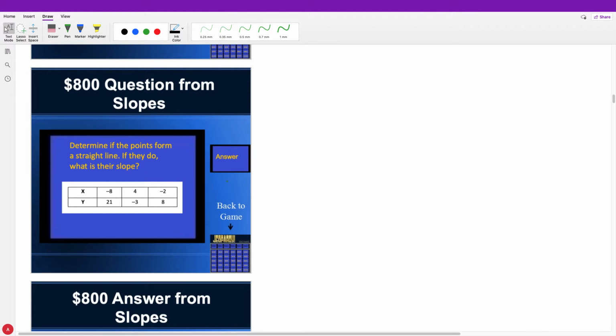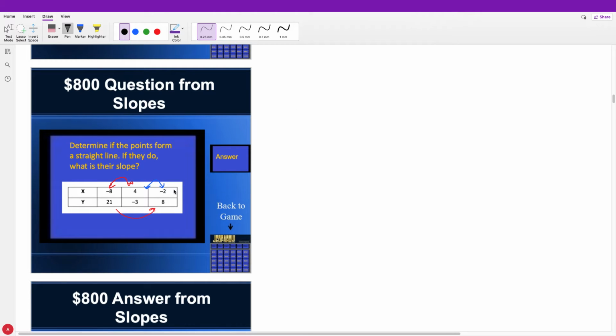All right, now for question 800, it says determine if the points form a straight line. If they do, what is their slope? So what we need to do to determine if these points form a straight line is actually find the slope of our different points. So we need to find the slope of the first and second, or first and third, and then lastly our second and third, and see, do they all have the same slope? If at any point we get to one where they don't have the same slope, we can stop there and say no, they do not form a straight line, because we know when we have a straight line, our slope is consistent throughout the line.